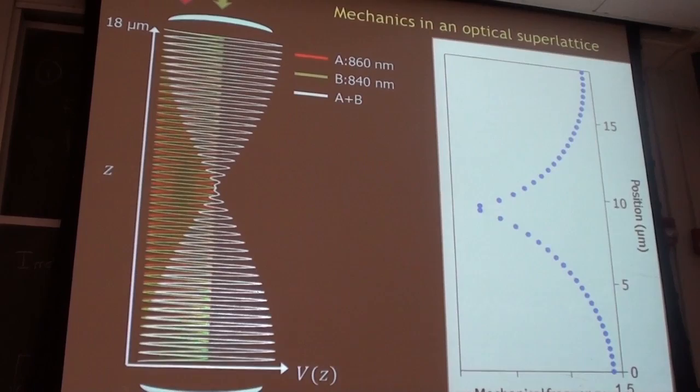We've been realizing this experimentally as follows. So now we take our atoms and we trap them in an optical lattice that's formed not by light just at one frequency, but at two frequencies, both of which, again, are resonant with the cavity field. The overall potential that the atoms see is the sum of these two optical potentials, and that's plotted here in white. And over here on the right, I show you what the mechanical resonance frequency is versus position inside of this cavity.